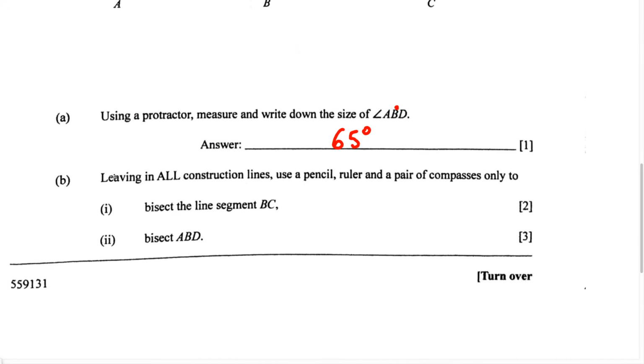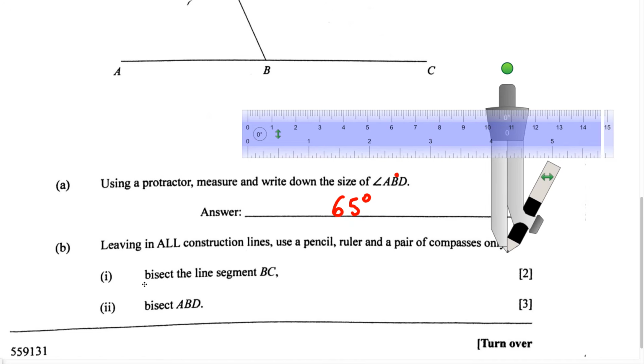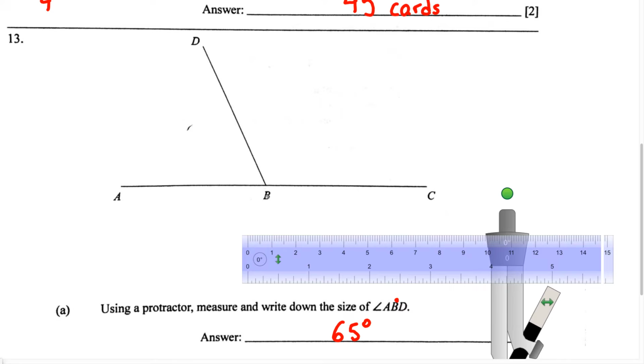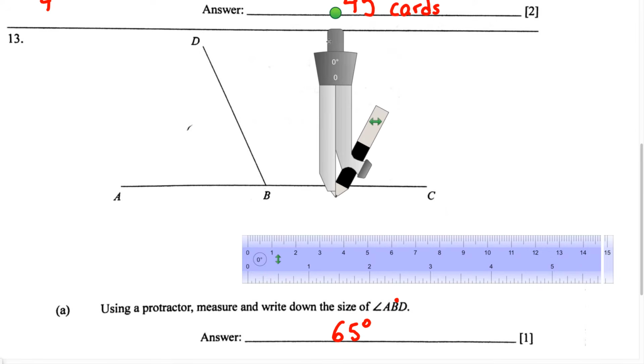Now, part B says, leaving in all construction lines, use a pencil, ruler, and a pair of compasses only to, part 1, bisect the line segment BC, and part 2, bisect ABD. So let's grab our compass, pencil, and ruler. Now the first part says, bisect the line segment BC. If we look up, we can see the line segment BC is going to start right here, and it's going to end right here. So we're just going to grab our compass and put it directly on point B.